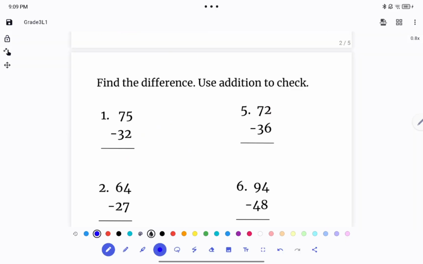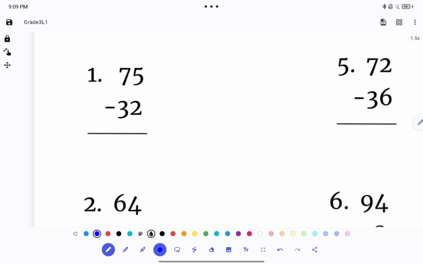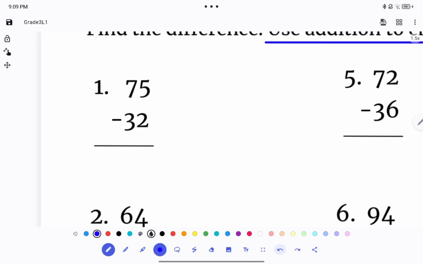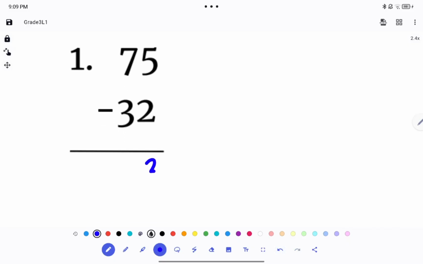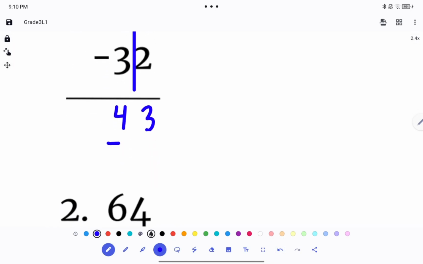And now we move on to difference finding, or otherwise known as subtraction. Notice how this says use addition to check, and we'll get into that in a second or two. Now, first, we have 75 minus 32. Just like addition, we're going to focus on the ones column first, which is this little area over here. So, 5 minus 2 is equal to 3. Then we move on to the tens column, since we're done with this area. 7 minus 3 is equal to 4. Now, the final answer is 43.